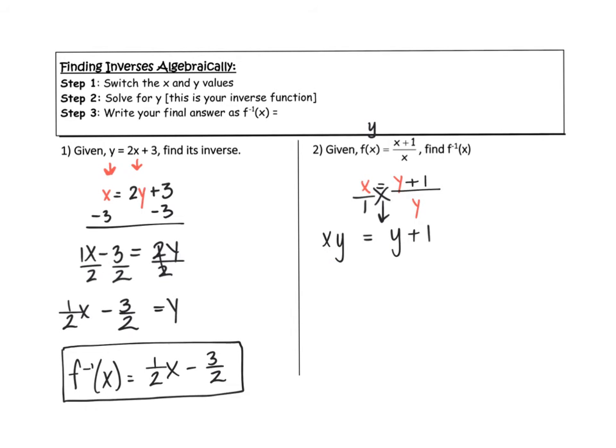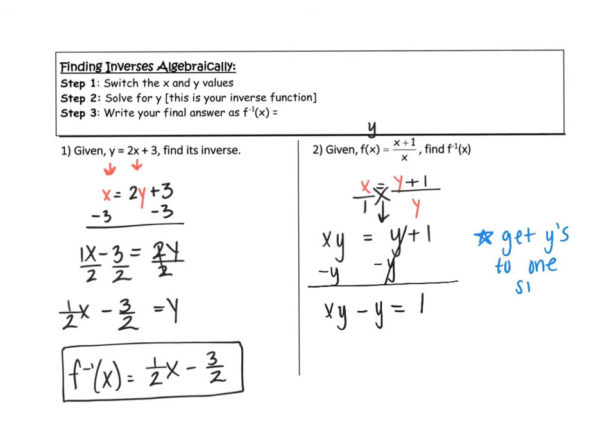So what you're going to want to do is get all of the y's to one side. So we're going to subtract this y. So we have xy minus y equals, these cancel, 1. So I'm going to write a little step here. Get y's to one side.